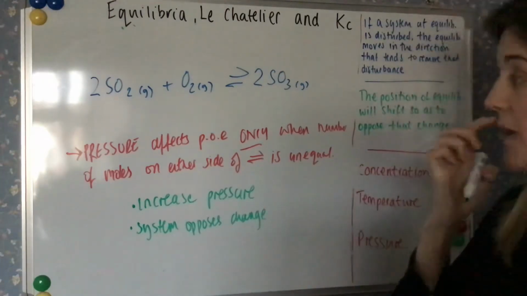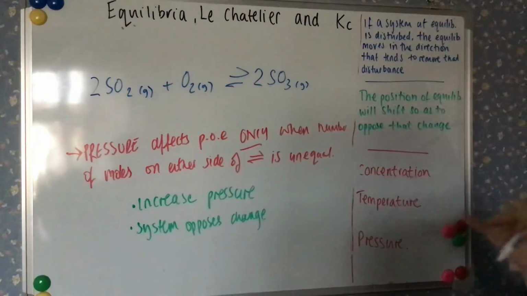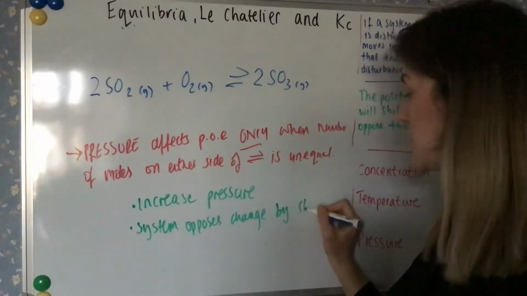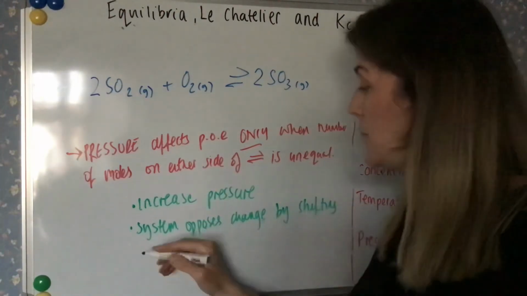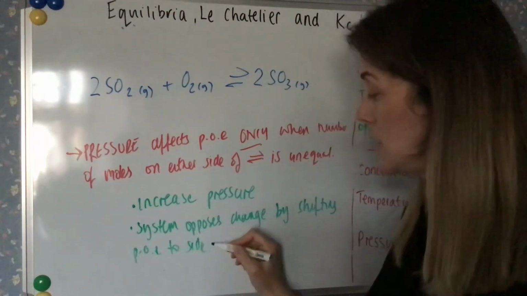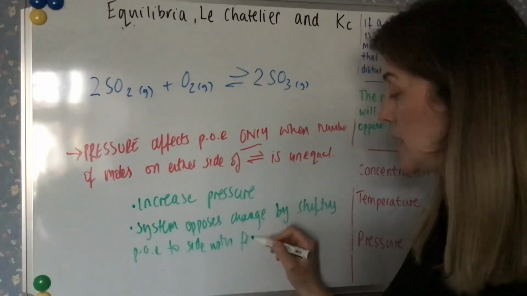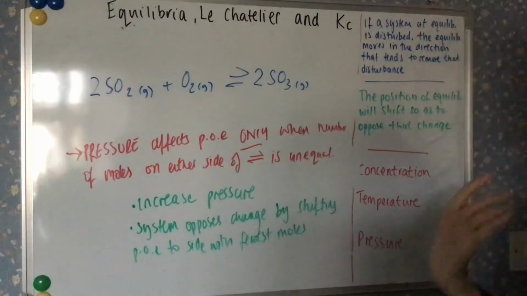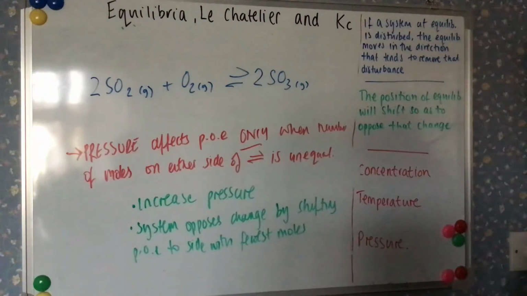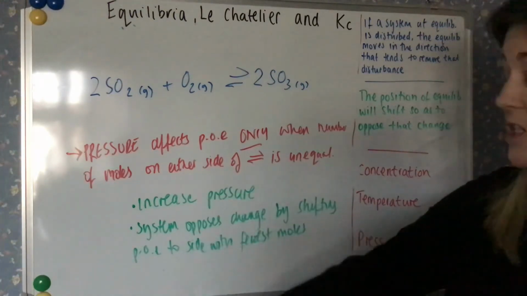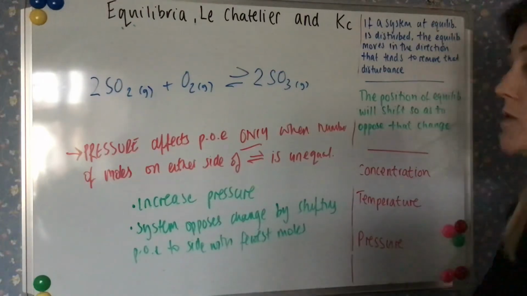System opposes change, and it will do that by shifting the position of equilibrium to the side with the fewest moles. Because if you think about it, you increase the pressure, you're going to increase the concentration. So in order for the system to oppose that change, it's going to try and reduce that concentration. So the position of equilibrium will shift to the side with the fewer moles.